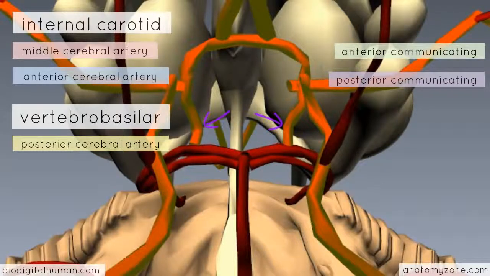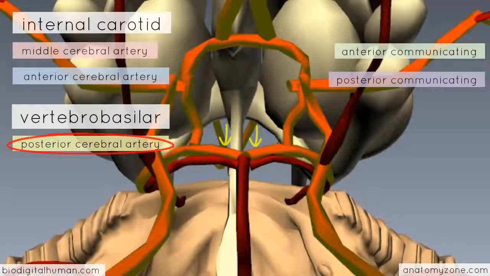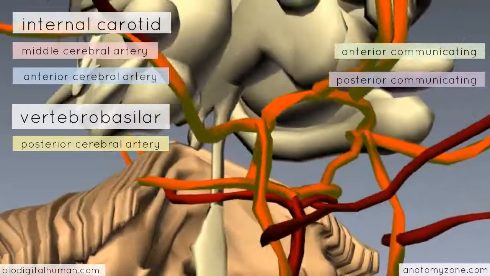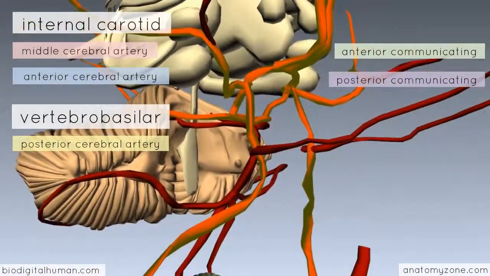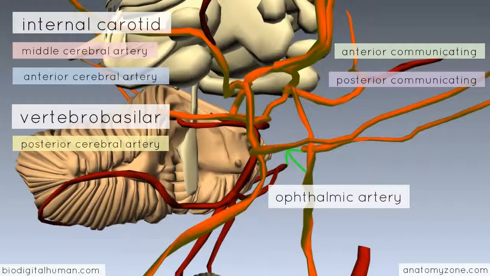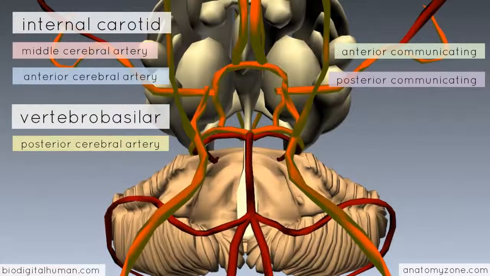So I've just highlighted the posterior communicating arteries in orange, and you can see how they connect to the posterior cerebral arteries. Another artery to mention just while we're talking about the internal carotid artery is the ophthalmic artery. Rotating the model around, you can see that the internal carotid artery gives off this branch which is known as the ophthalmic artery, and these arise immediately after the carotid artery passes through the cavernous sinus to enter the cranial cavity.